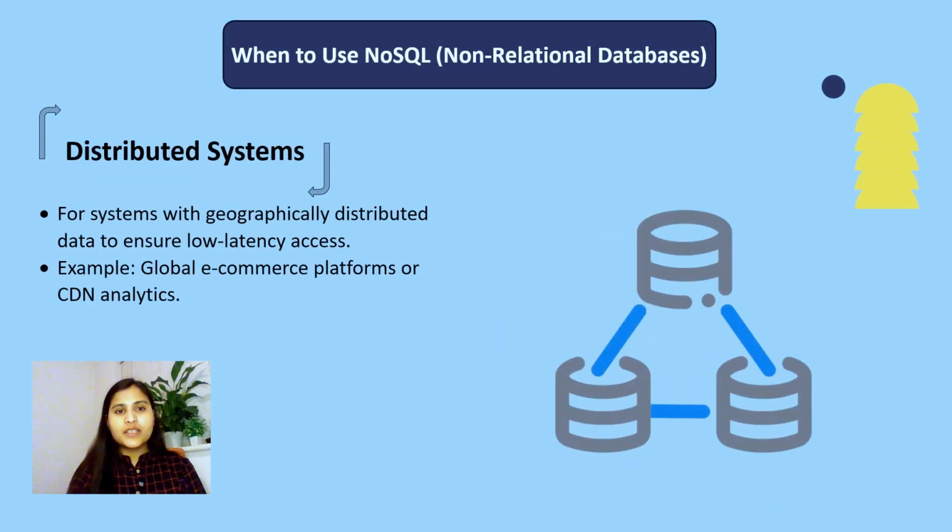And the last one is distributed systems. If your application needs to handle geographically distributed data and provide fast, reliable access to users worldwide, NoSQL databases are a fantastic choice. They offer scalability, low latency access, and high availability, making them perfect for distributed systems.